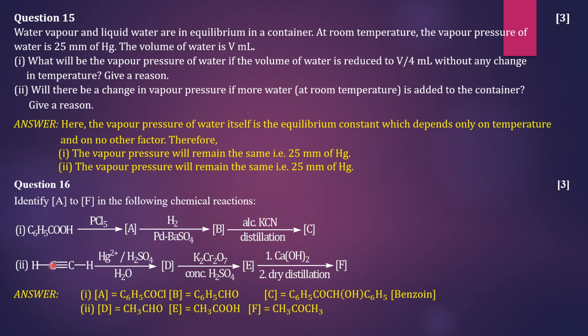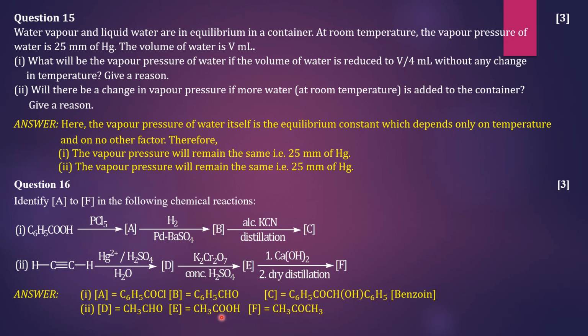In the next one, this is the hydration of alkyne. Acetylene gives you acetaldehyde and higher alkyne gives you ketone. So here acetylene, so first it will give you the enol which tautomerizes to give you acetaldehyde. Dichromate H2SO4 is oxidation, so you will get acetic acid.